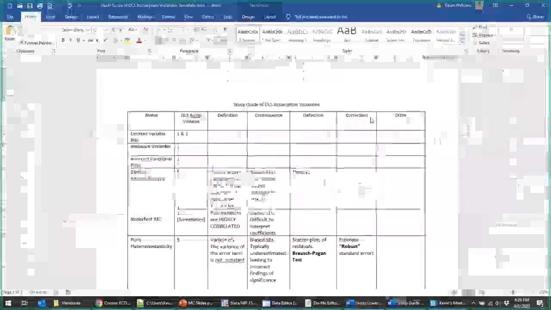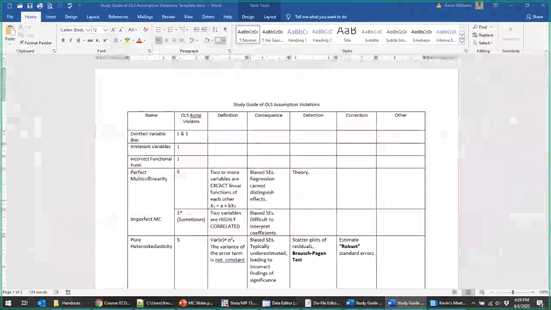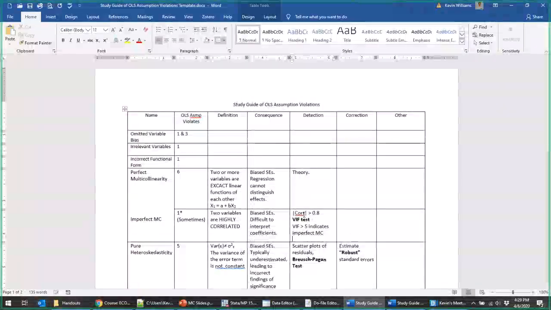All right, so let's wrap this thing up. Our method for detecting perfect multicollinearity is theory. Our method for detecting imperfect multicollinearity is either a correlation coefficient greater than 0.8 or a VIF test above 5. I guess you could also use a scatter plot. And then how do we deal with multicollinearity?